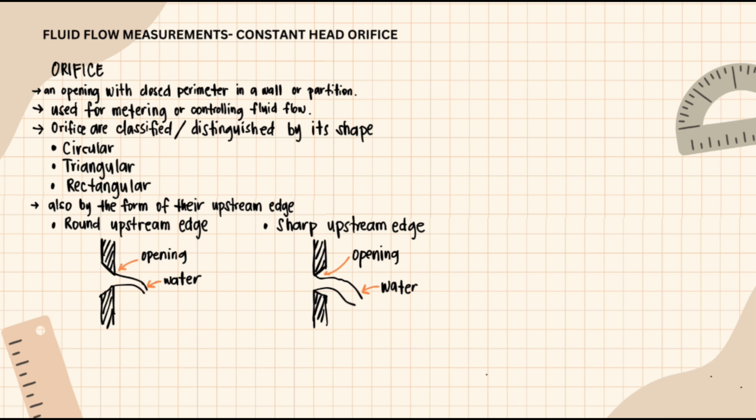Also, orifices can be classified by the form of their upstream edge, which has a round upstream edge or a sharp upstream edge. So, a round upstream edge is in contact with the fluids and also with the fluid's energy head. While a sharp upstream edge is really pointed, unlike the round upstream edge.